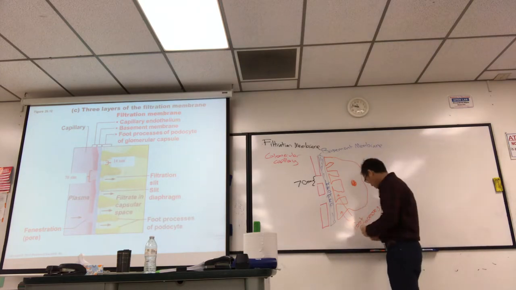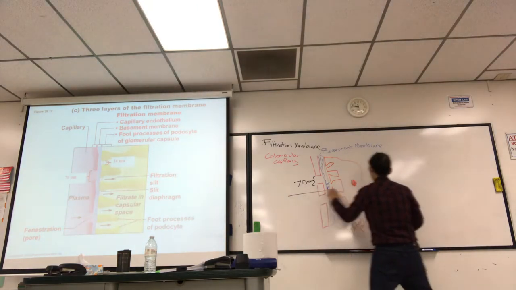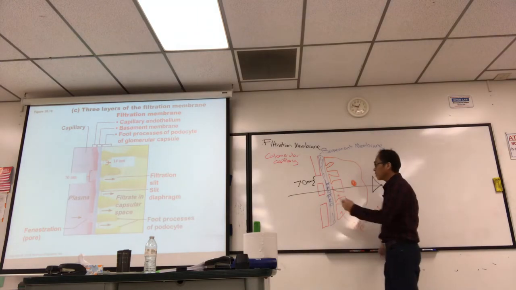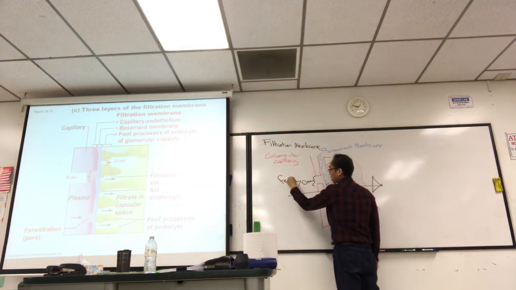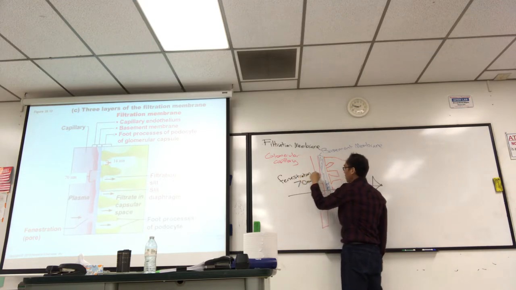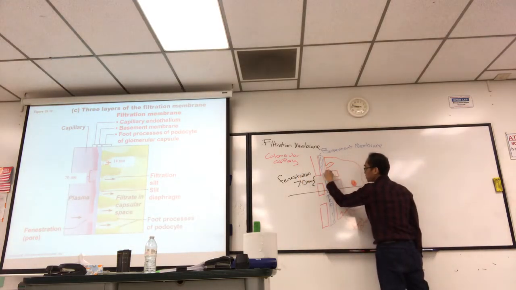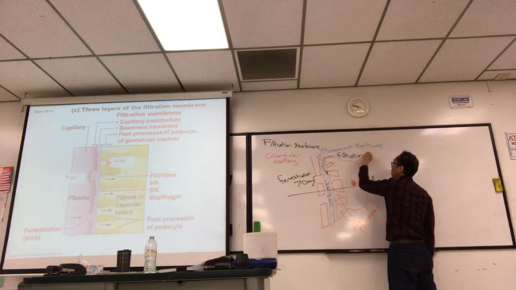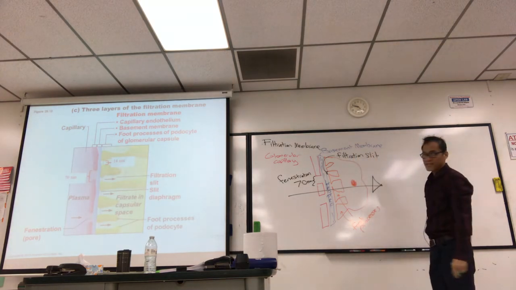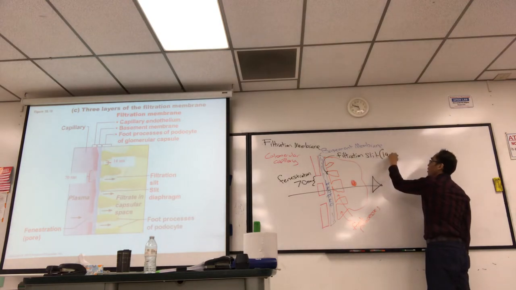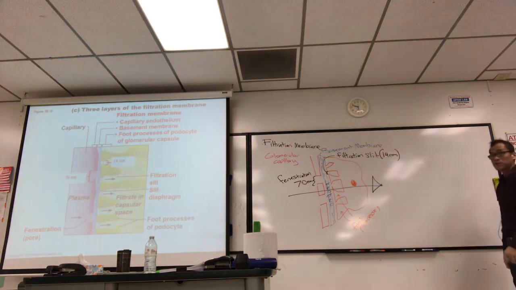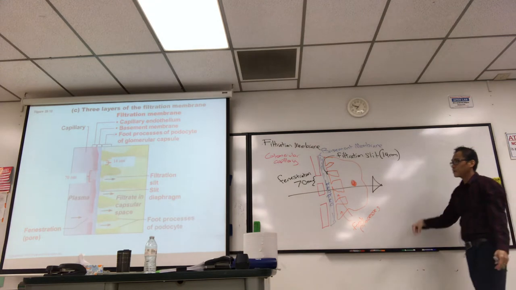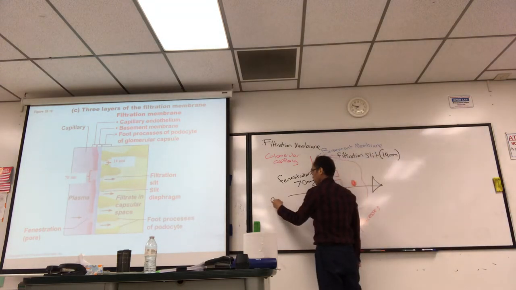Because if you're filtering in this direction, you have to make it through this pore, which is a fenestration, which is 70 nanometers. But because of the podocytes, you also have to make it through this slit, which is much smaller. That's a filtration slit, and it's been measured to be about 14 nanometers. You can see how the slits limit the filtration, which is a good thing. But it all gets filtered from blood to filtrate.